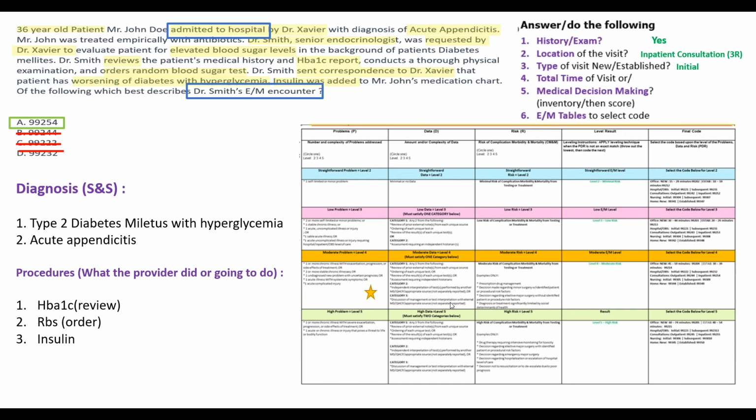We have an HbA1c and RBS. Yes, that would be a low level of data. It's just 2 points in category 2. And for risk, we have insulin which has been added to the prescription chart, medication chart. That would be a moderate level risk. And the E/M level is going to be 99254, inpatient consultation. Yes.